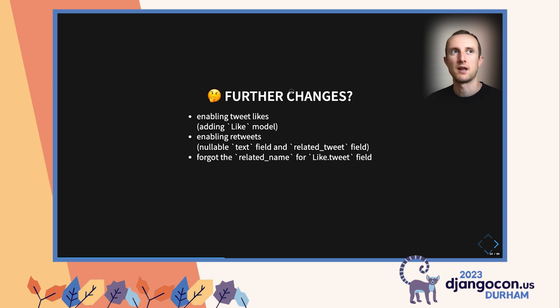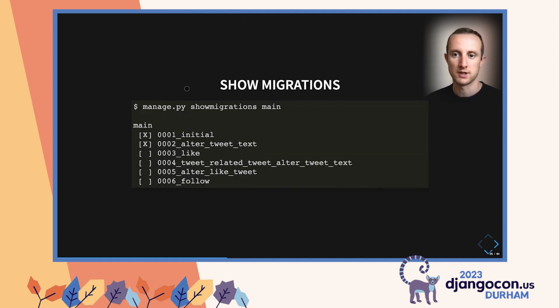And keep in mind, during my development, I like to use atomic commits. So for each single change, I like to add a migration or a specific commit containing just this single change. So changes can be a lot, for example, enabling followers, and so on. Each one of them will result in a migration. In this case, like, tweet related, alter like tweet, and follow. We can just show migrations and apply them.